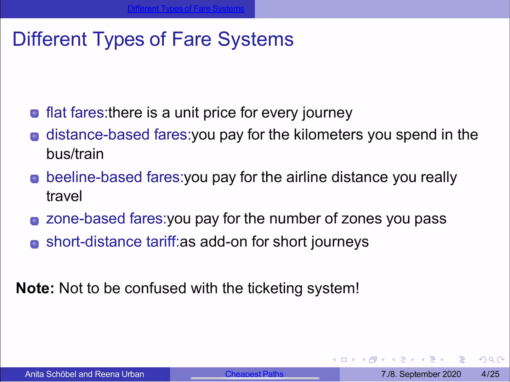There are different types of fare systems common. The easiest one are flat fares, in which there is a unit price for every journey. Also common are distance-based fares, where you pay for the kilometers you spend in the bus or train. In Beeline-based fares, you also pay for the kilometers, but for the kilometers of the airline distance between your origin and your destination. In zone-based fares, the region is divided into tariff zones. You count the number of zones and you pay for the number of zones you pass. And for example, short distance tariffs can be added to give a discount on very short journeys.